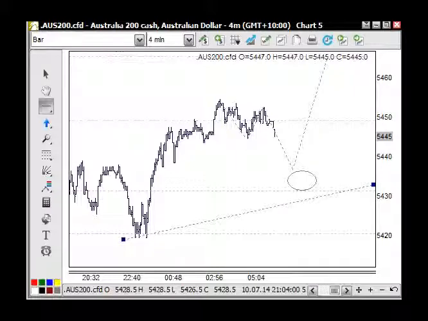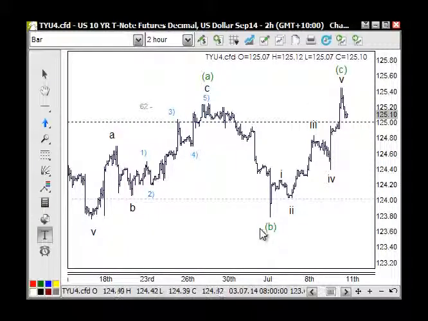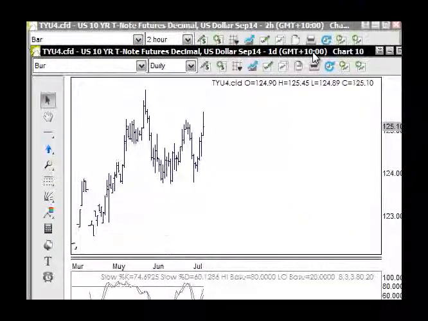Looking across the US markets and looking at the bond market here. Sorry, the 10-year notes. I'm just going to put in the daily chart here.